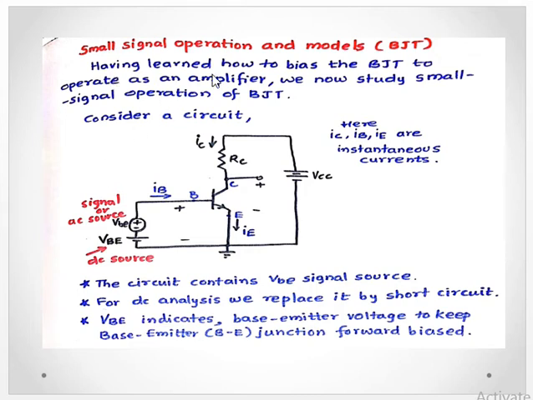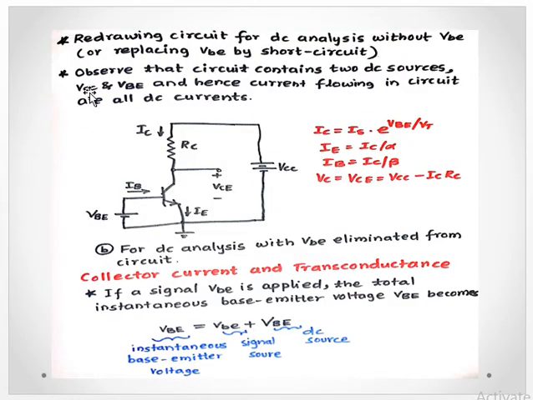In the previous video you discussed how to bias the BJT to operate as an amplifier. We now study small signal operation of BJT. Redrawing the circuit for DC analysis, the signal source is replaced by a short circuit, and only the DC source VBE is available. Observe that the circuit contains two DC sources, VCC and VBE. Since sources are DC, all currents flowing in the circuit are DC currents.